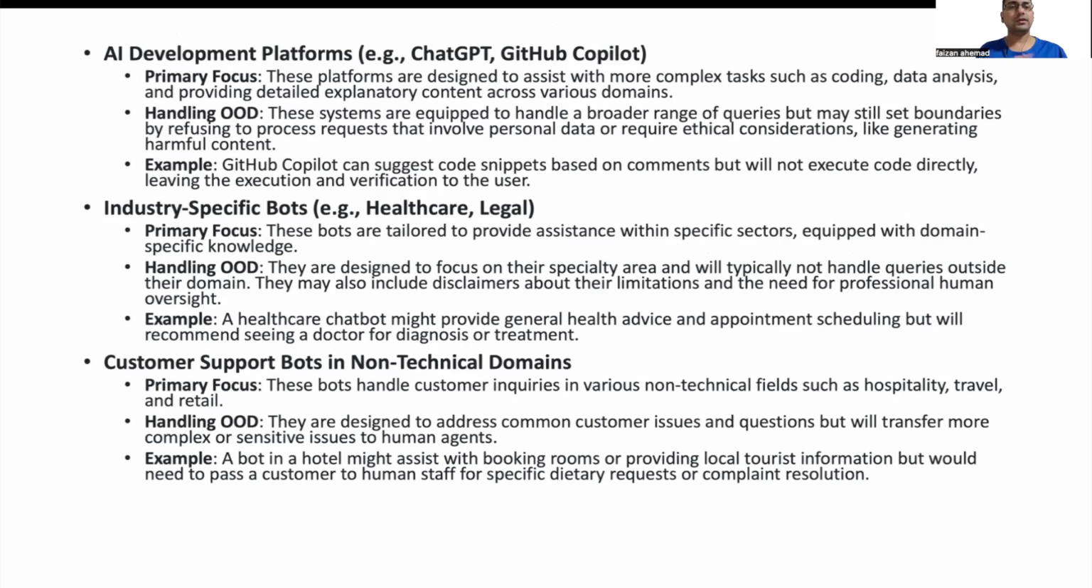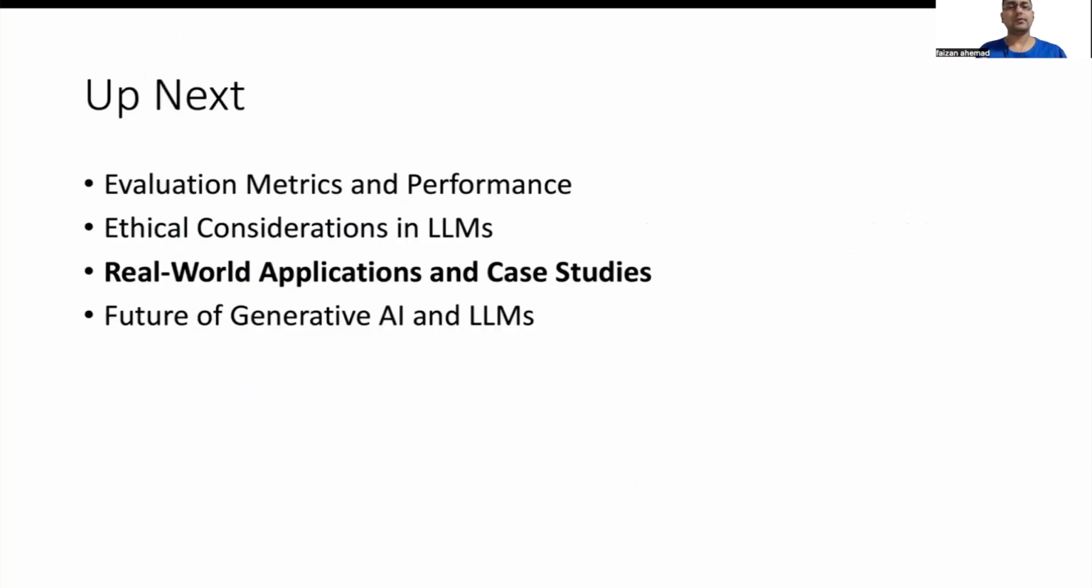And obviously, there are platforms like GPT and GitHub Copilot. These systems are equipped to handle a broad range of queries, and they would still set some boundaries, but they would have to work on a much wider range of things, right? But as I mentioned, industry-specific bots and customer support bots can have a much narrower domain and can refuse to answer.